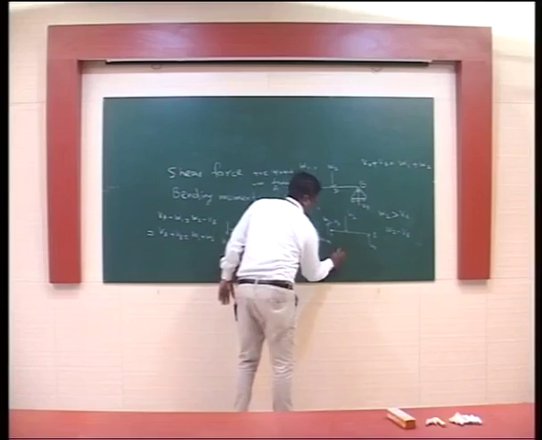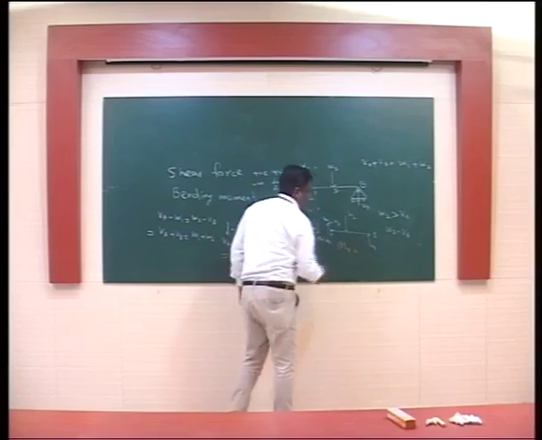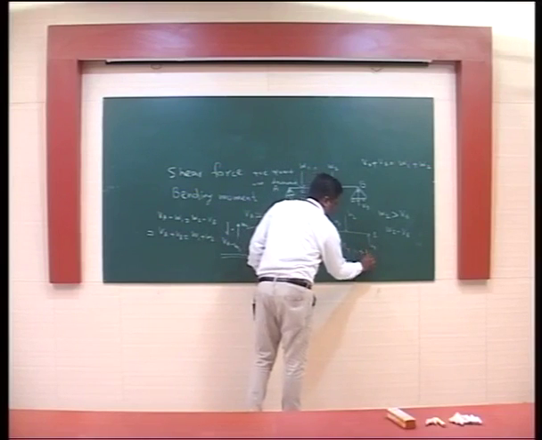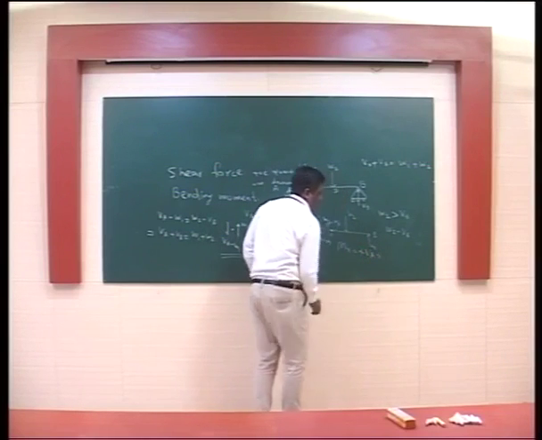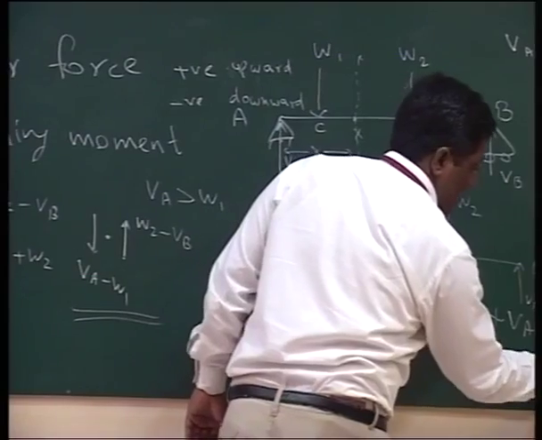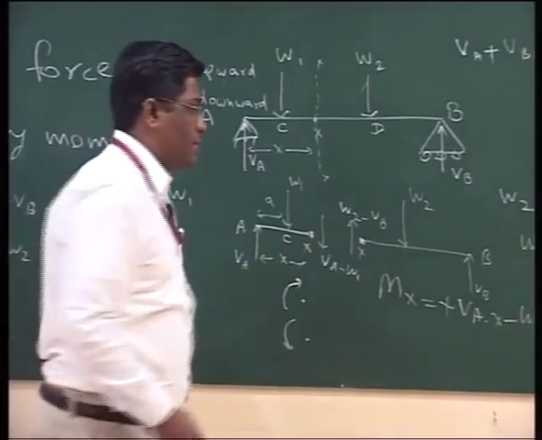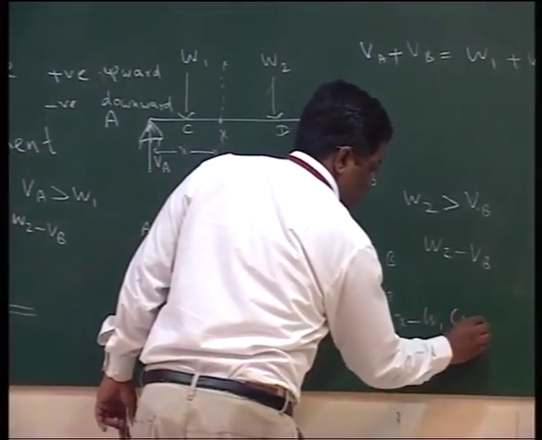So what will be the bending moment at x? It will be positive VA into x minus W1 into, if the distance is considered this, that means x minus a.